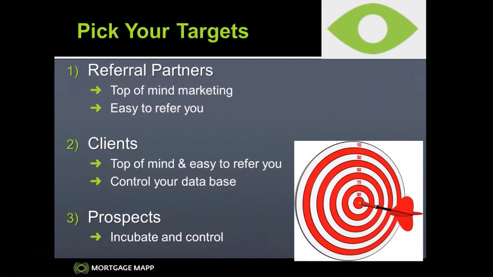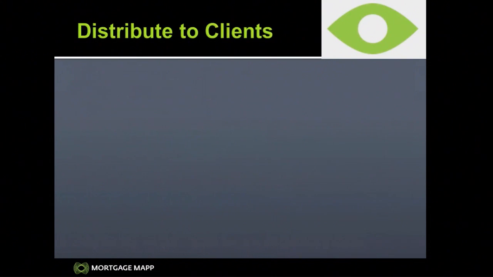The third target is going to be your prospects. Obviously, you have people that you meet with every day. They're not really your clients or past clients yet. They're people you're trying to earn business from. It's a great way to get your app on their phone, see how much they're using it. It's a way to kind of incubate and control future business. So that's typically the top three people that people are going to share their app with. Now you want to distribute to clients.